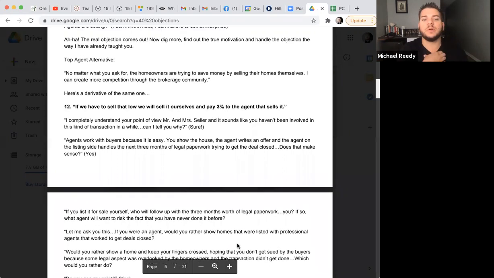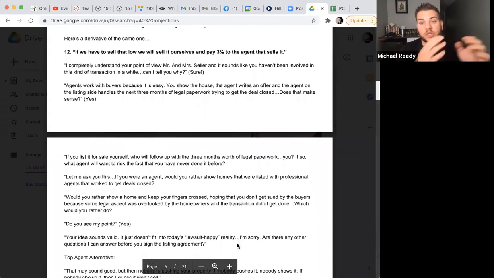You see, agents work with buyers because it's easy. You show the house, the agent writes up an offer, and the agent on the listing side handles the next 3 months of legal paperwork trying to get the deal closed. Does that make sense? See, if you list your home for sale yourself, who will follow up with the 3 months worth of legal paperwork? You? And if so, what agents will want to risk the fact that you've never done it before?